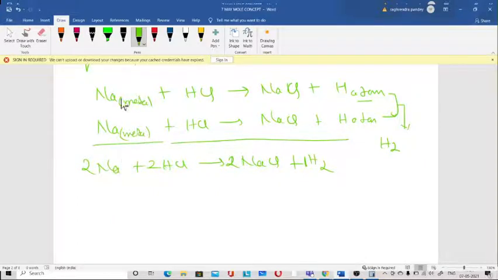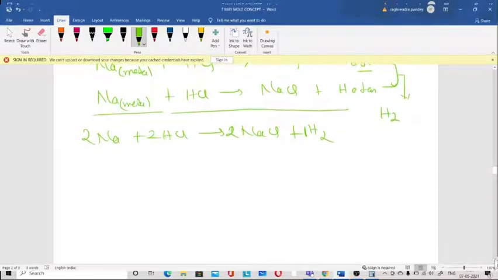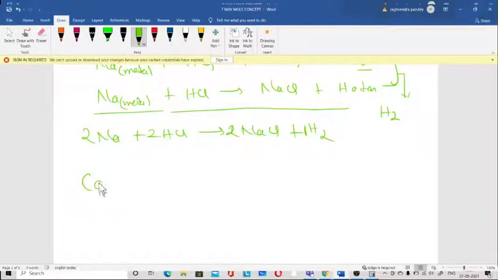Sodium has valency 1, so each valency will release one hydrogen atom. So we need two sodium atoms to release two hydrogen atoms to give H2. Take the case of calcium. Calcium has two valency, so it directly reacts with 2 HCl to give calcium chloride, CaCl2, and these two hydrogens are released as hydrogen gas. So one calcium gives 1 mole hydrogen gas.